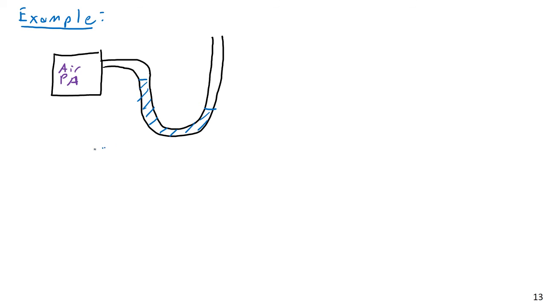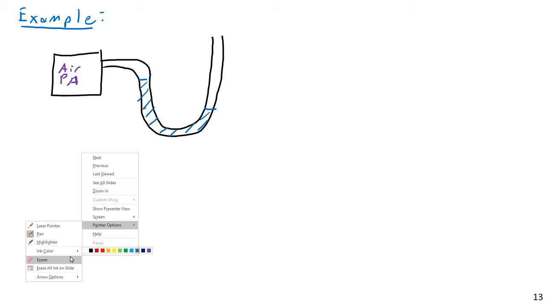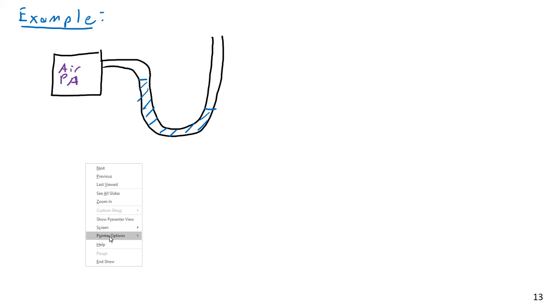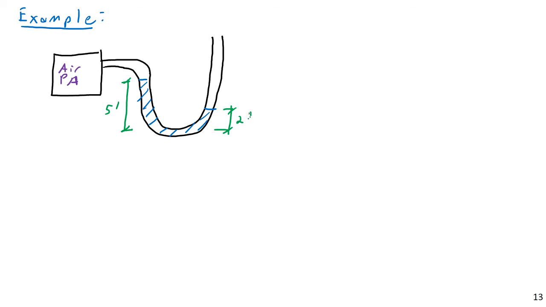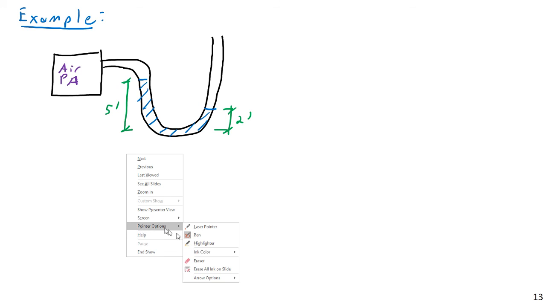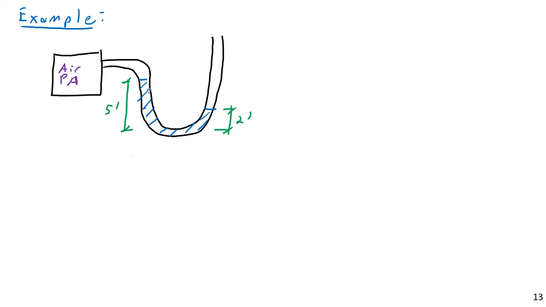I'm told that the height from the center line of the tube's bottom is, well this is 5 feet, and this is 2 feet. And let me label my points then. This is point 1.